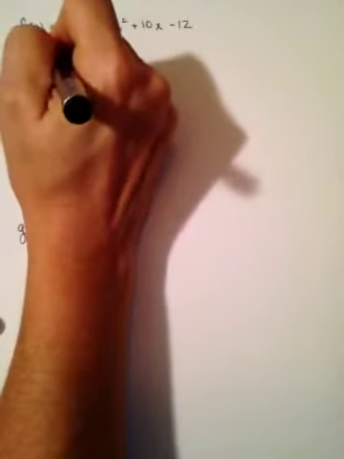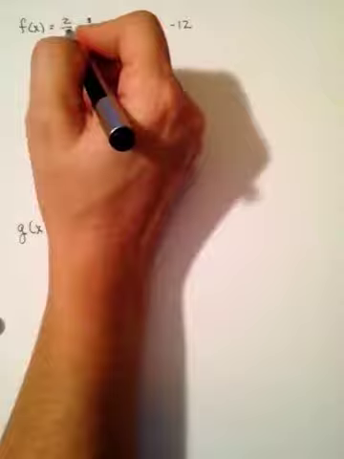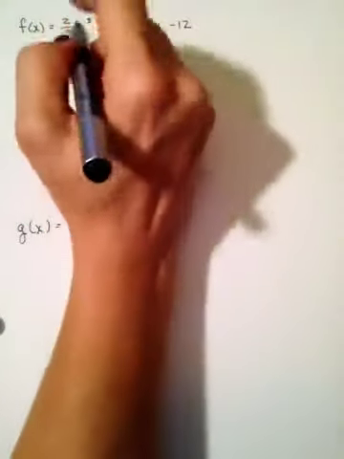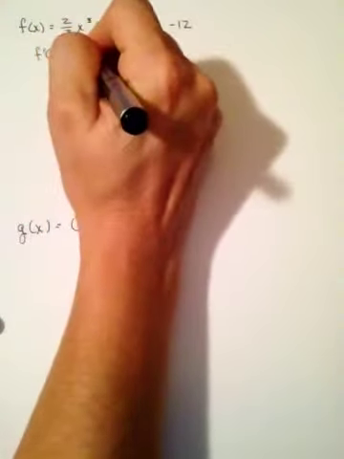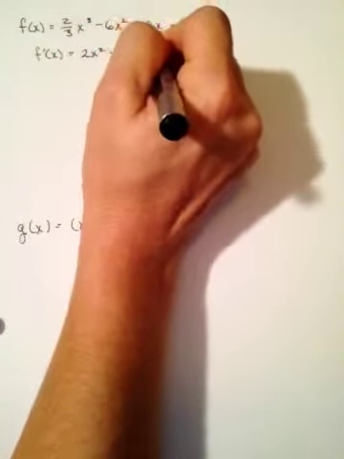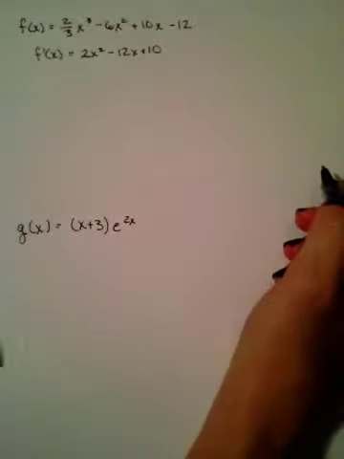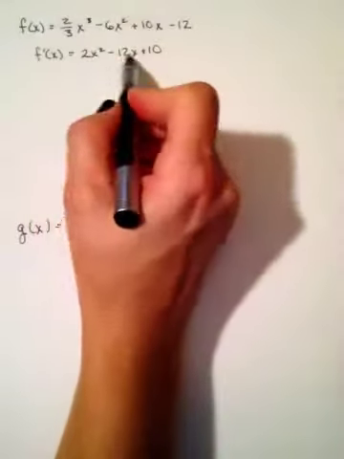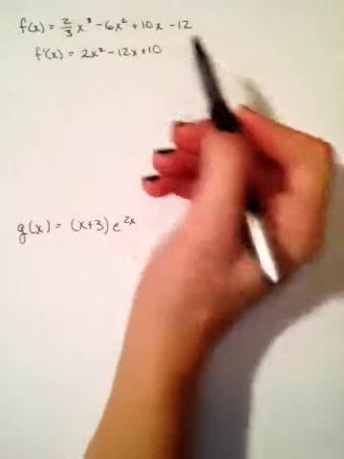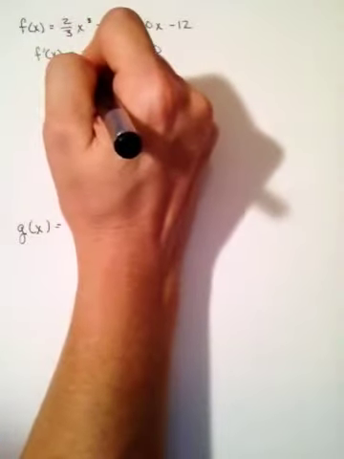So f prime of x. And we're going to use the power rule, so I'll multiply it down and then subtract 1 for each exponent. So it'll be 2x squared minus 12x plus 10. And then I want to find my critical numbers. So I'm looking for places where my first derivative is equal to 0 or undefined. There's no place where I'm dividing by x here, so I'm not going to get an undefined value, but I can certainly set this equal to 0.